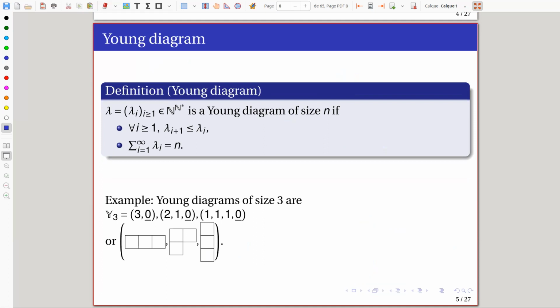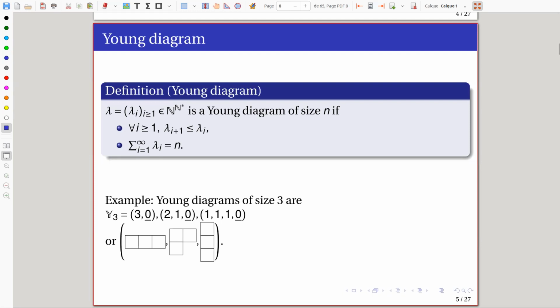So we need to look to a more general object that is Young diagrams. A Young diagram is just a decreasing sequence of integers that goes to 0, and the size is just the sum of entries. So, for example, if we look at Young diagrams of size 3, we are looking at some decreasing sequences where the sum of the entries is equal to 3. So there are only 3 ones. 3 then 0, 0, 0, or 2, 1, then zeros, or 1, 1, 1, then zeros.